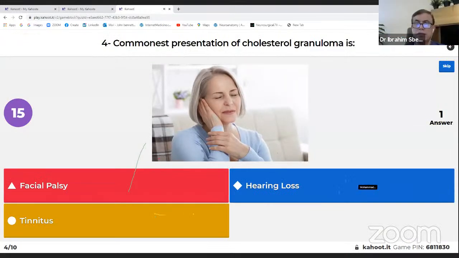Commonest presentation of cholesterol granuloma. Is it facial palsy? Is it hearing loss? Is it tinnitus?